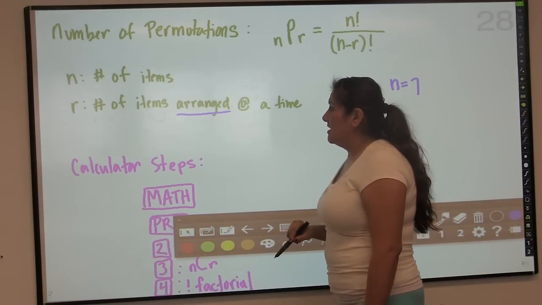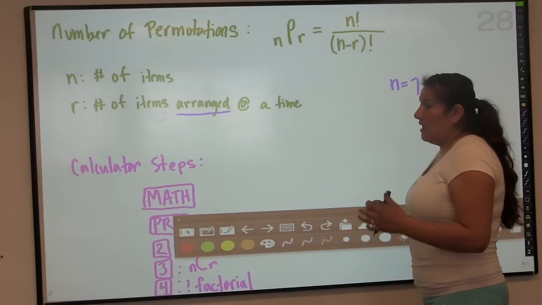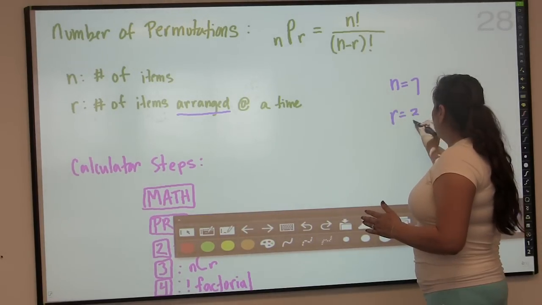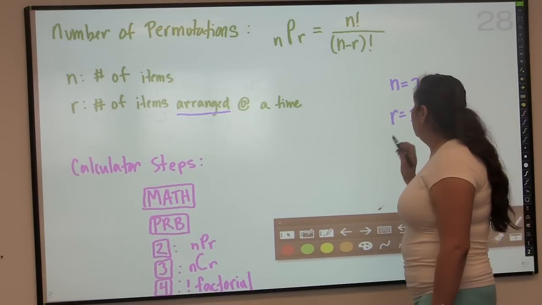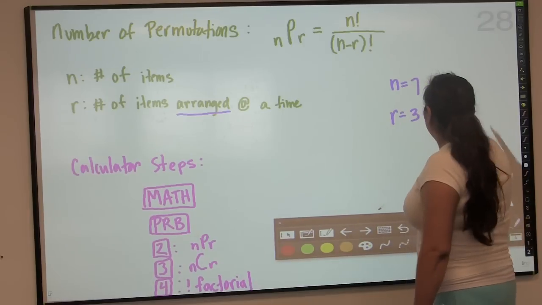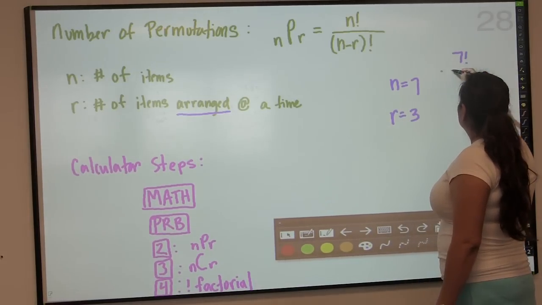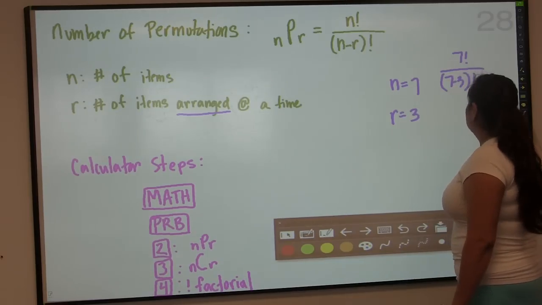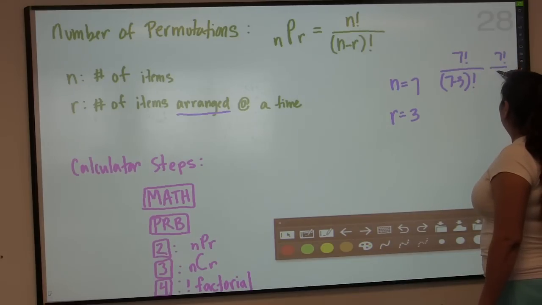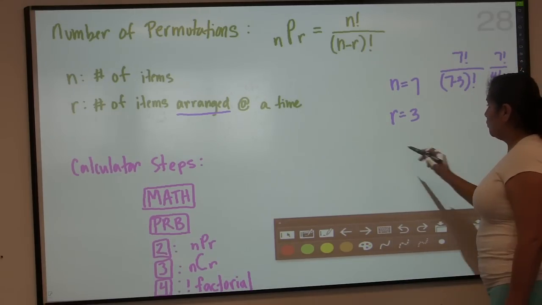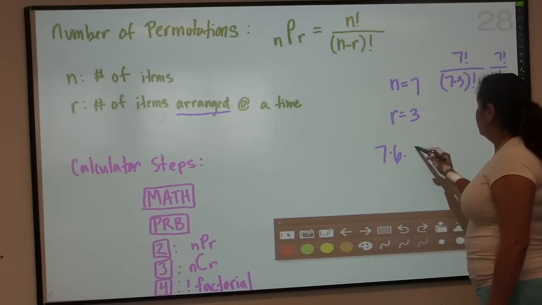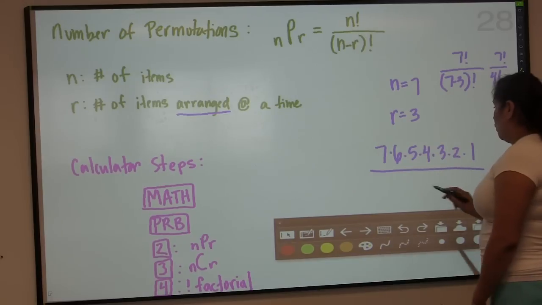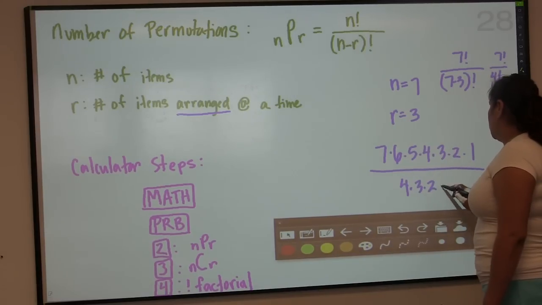And r represents the number of items that are arranged at a time. So at a given time, because we only care about first, second, and third place, r is going to be 3. So if we plug this into our formula, that means that I'm going to get 7 factorial divided by 7 minus 3 factorial, which is the same thing as 7 factorial over 4 factorial. 7 factorial is 7 times 6 times 5 times 4 times 3 times 2 times 1. 4 factorial is 4 times 3 times 2 times 1.